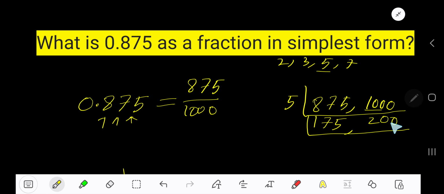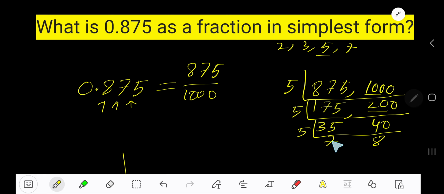Again, this and this are divisible by 5: 35, then 40. Again, this and this are divisible by 5: 7, 8. The common factor between 7 and 8 is just 1.